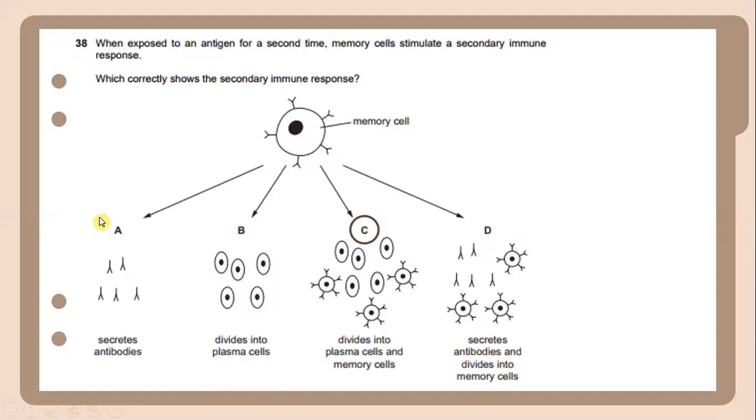38. When exposed to an antigen for a second time, memory cells stimulate a secondary immune response. Which correctly shows the secondary immune response? So the answer will be divides into plasma cells and memory cells. The answer will be C.